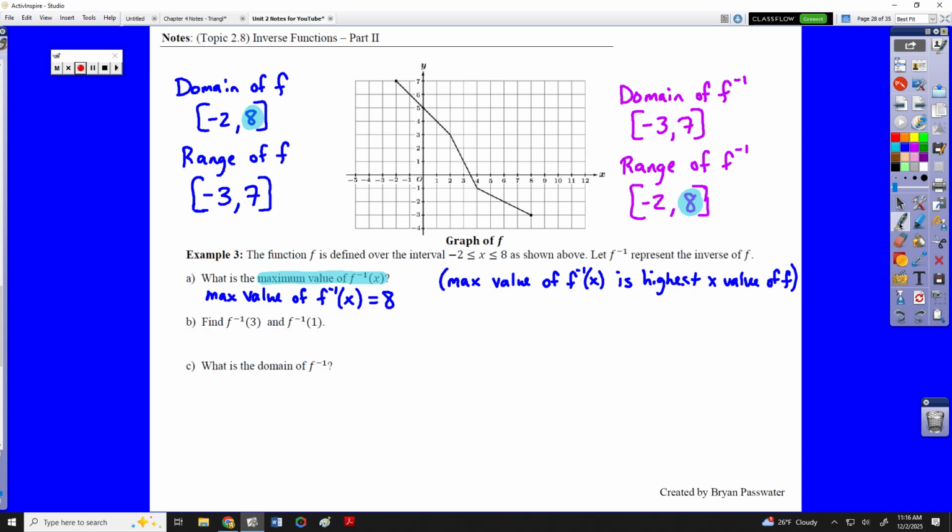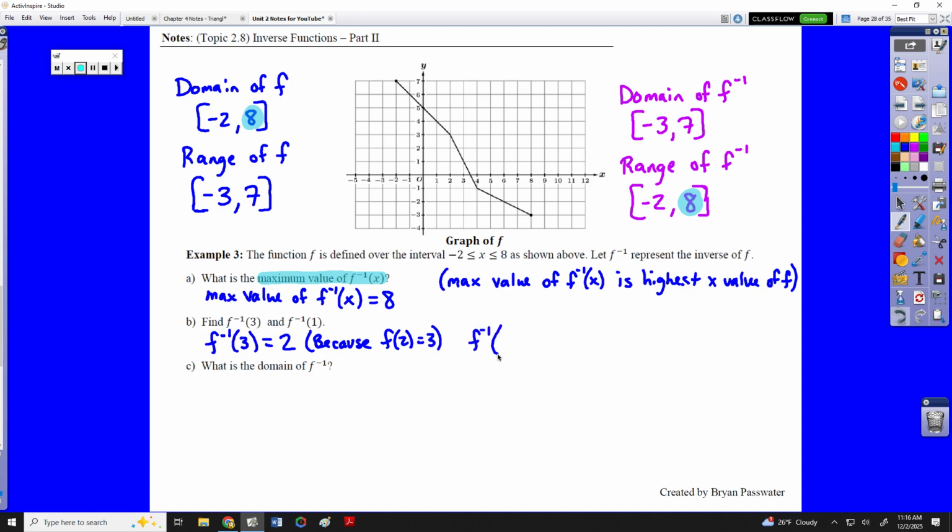Then we go to f inverse of 3. Remember what that's asking. It's saying, what is the x-coordinate that has an output of 3? Look right here. There's 3. The x value is 2. So f inverse of 3 would equal 2, because f of 2 is equal to 3, and we switch those inputs and outputs.